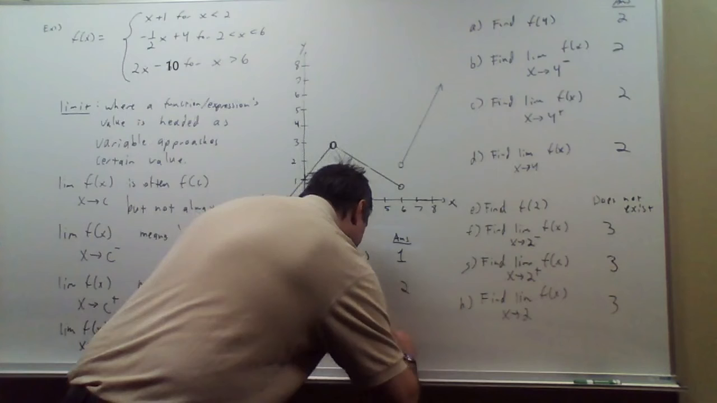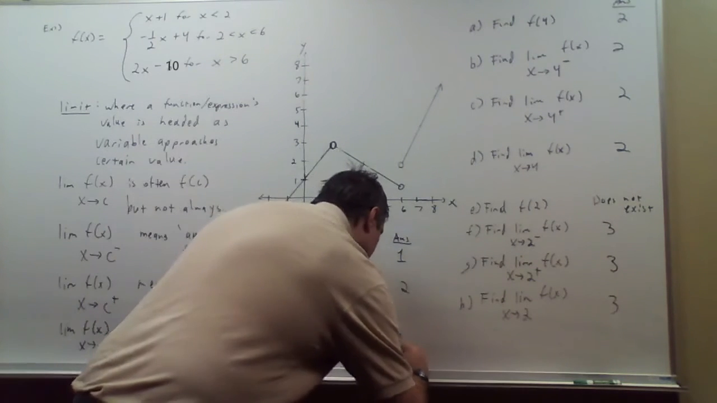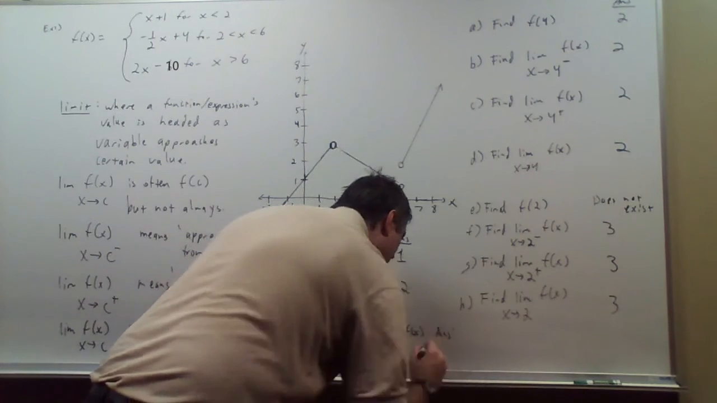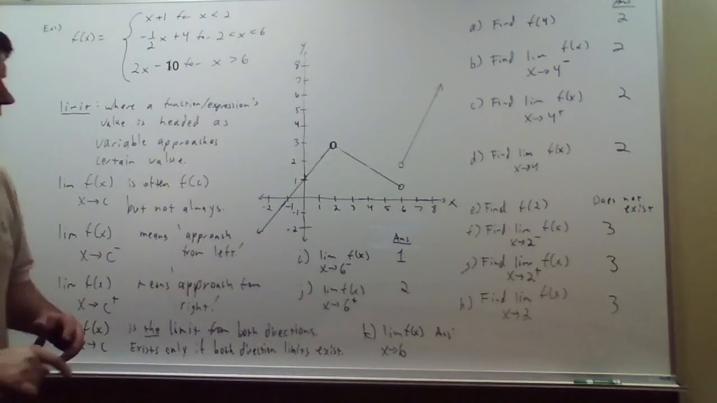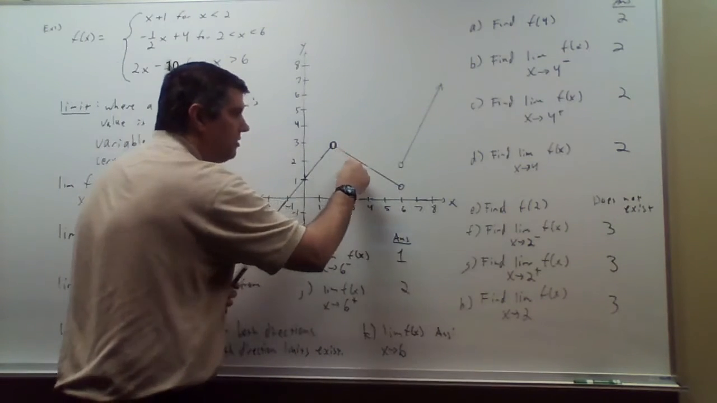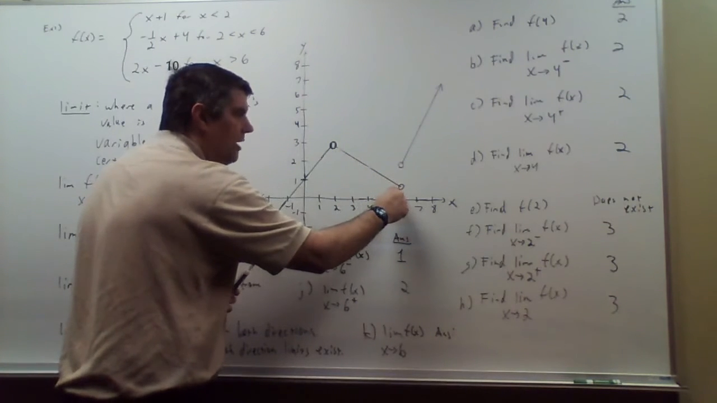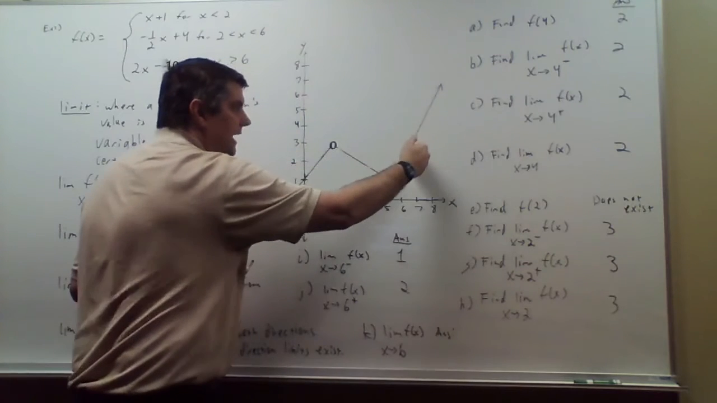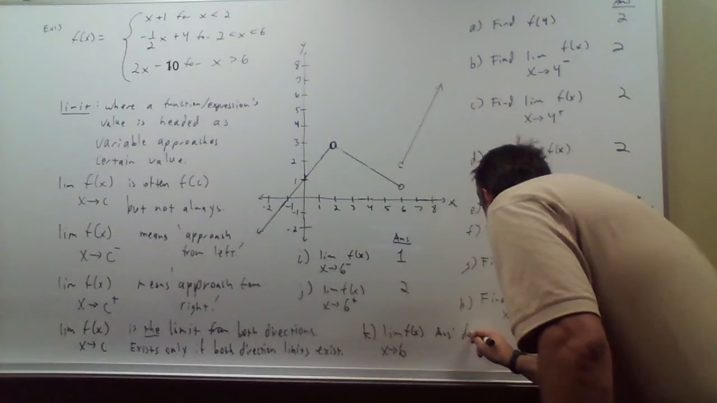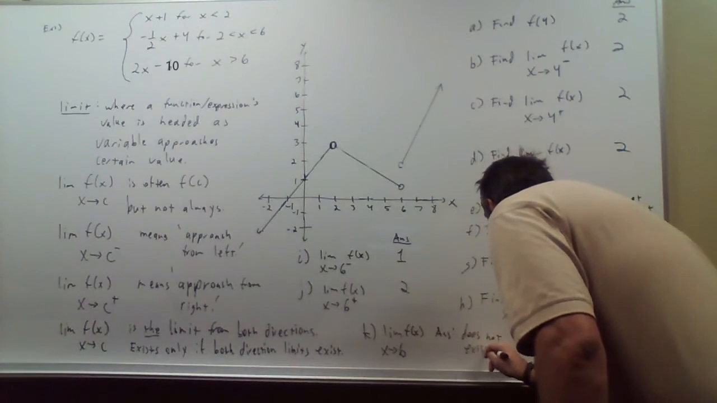What's the limit as x approaches 6 of f of x? So as we approach x equals 6 from the left, the limit is 1. As we approach from the right, it's 2. Answer: does not exist.